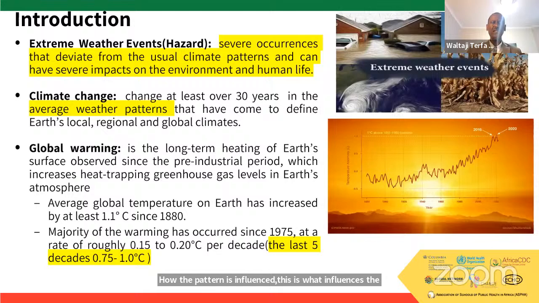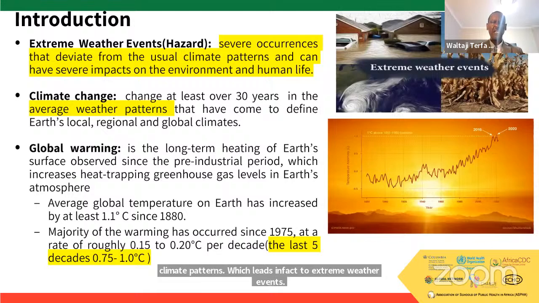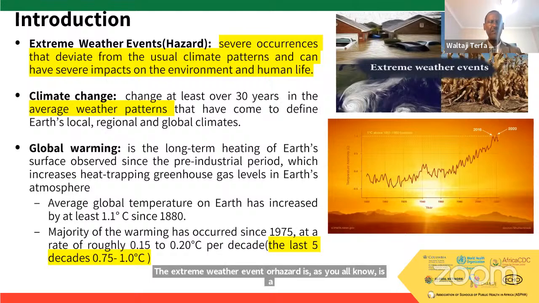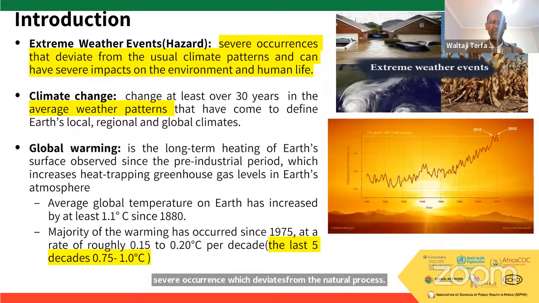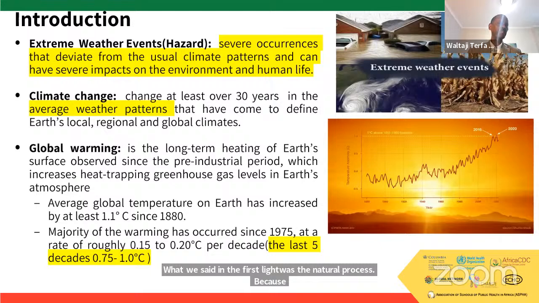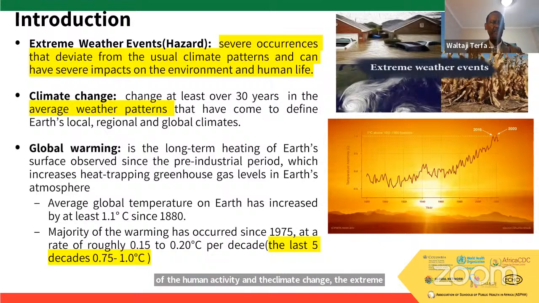So the extreme weather event or hazard is, as you all know, a severe occurrence which deviates from the natural process. What we have said in the first slide is the natural process. Because of human activity and climate change, extreme weather events are happening. It's because of the natural course as well as being exacerbated by human activity.